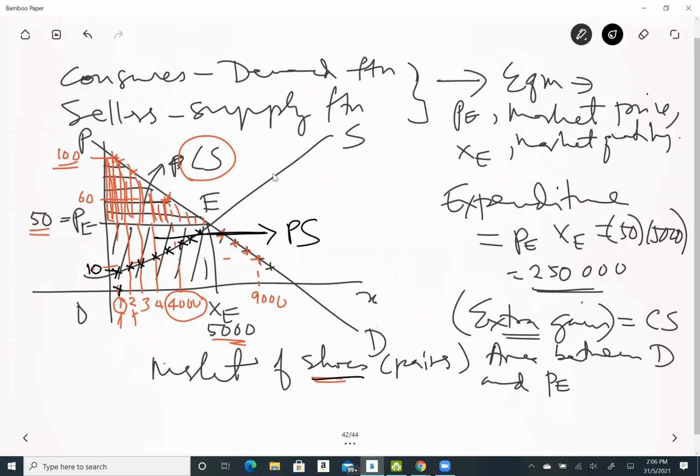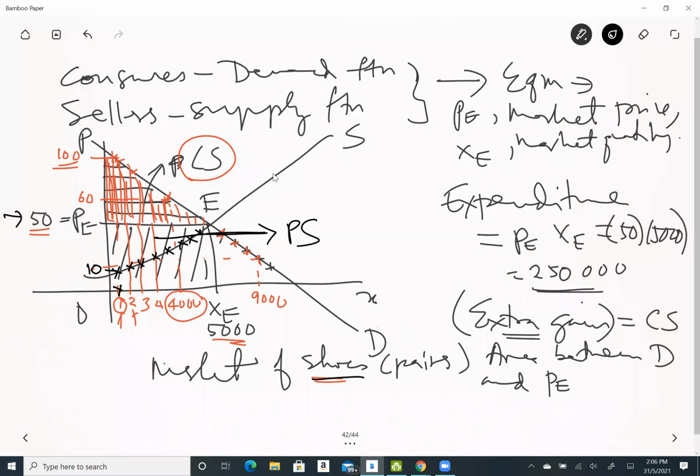Well, how much? I sell it at 50. Okay, I sell at 50. But I'm willing to sell that first unit at how much? 10. So do I gain or do I lose? Am I happy or not?